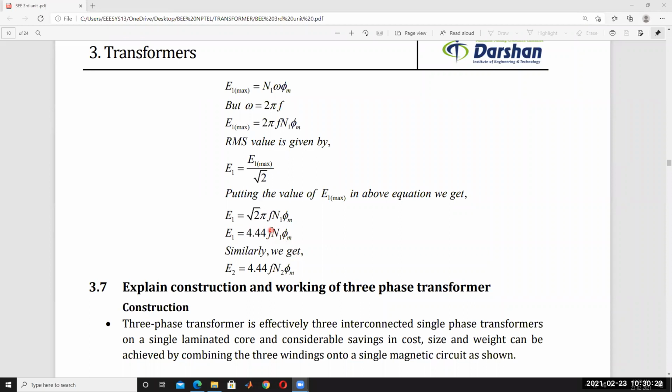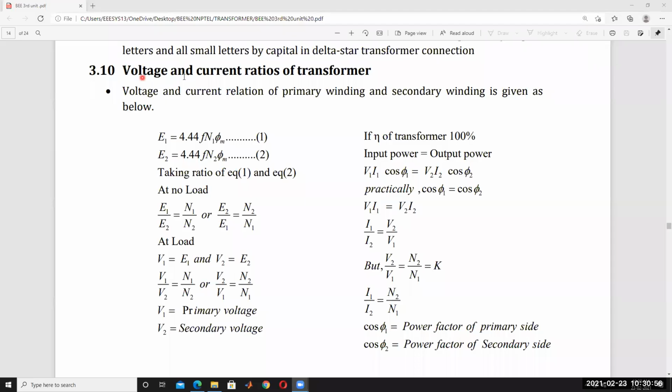Frequency is always constant, and power is also constant. Okay, the transformer: voltage and current ratio of the transformer. You know well E1 is equal to 4.44 into F into N1 into phi m, the EMF induced in the primary winding. Similarly, the EMF induced in the secondary winding E2 is equal to 4.44 into F into N2 into phi m. Understood?